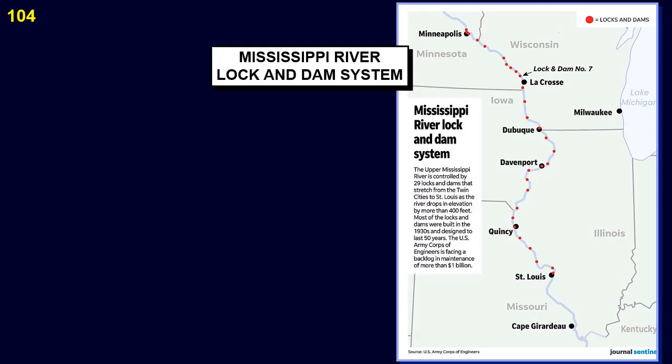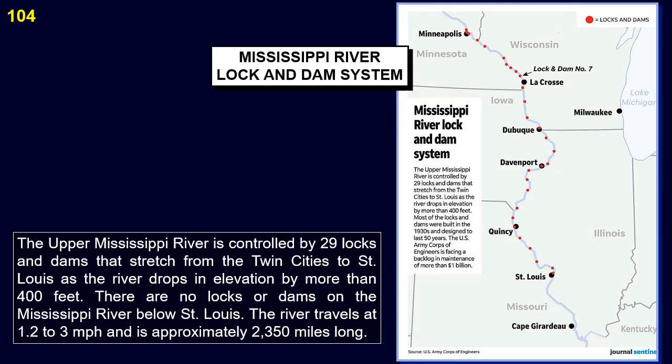The Upper Mississippi River is controlled by 29 locks and dams that stretch from the Twin Cities to St. Louis as the river drops in elevation by more than 400 feet. There are no locks or dams on the Mississippi River below St. Louis. The river travels at 1.2 to 3 miles per hour and is approximately 2,350 miles long.